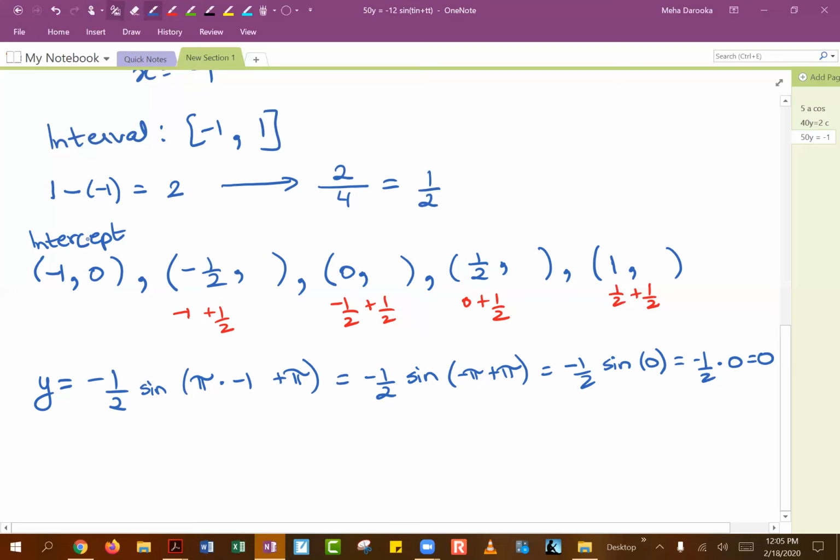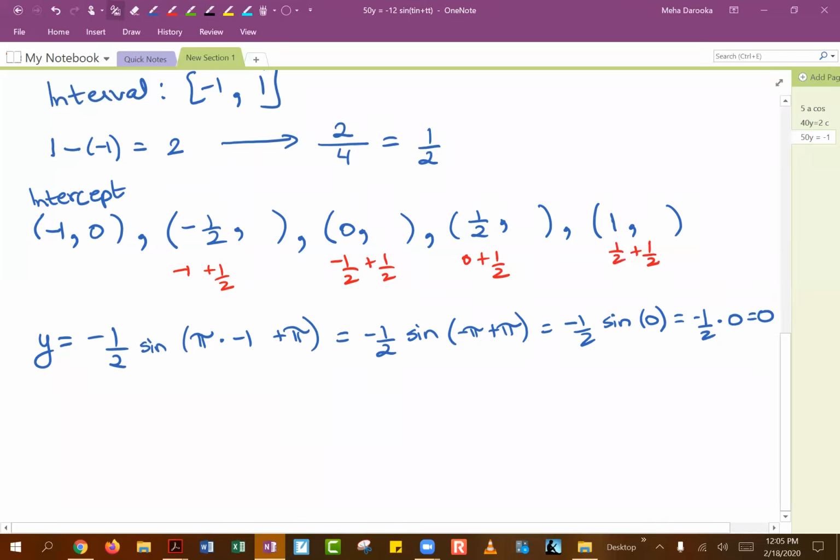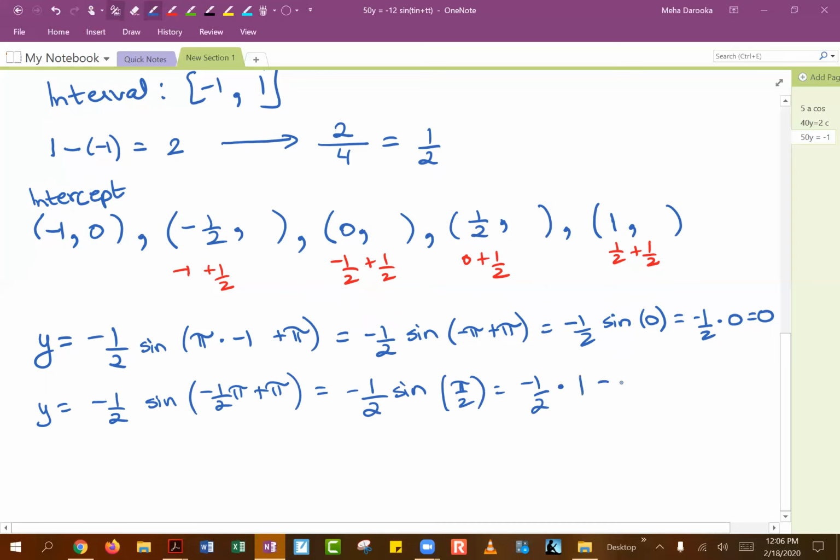What should be the next one? Will it be a minimum or a maximum? Minimum, what do we get for that point? Yeah, -1/2. So all you're going to be doing is replacing that x with -1/2, which will end up giving you -1/2 sine of -1/2 pi plus pi, which is pi halves. Sine of pi halves is 1. You end up getting -1/2, which will be a minimum.